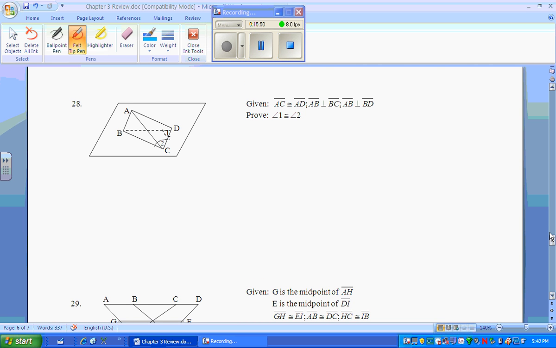Question 28 is three-dimensional. Point A is off of the page; it is not on the page. B, C, D is on the page. So we need to look at it in two ways. We have a triangle, ABC, and a triangle in the back, called ABD. When we mark up the information, we have AC and AD, giving me a right angle here, and this one giving me a right angle here.